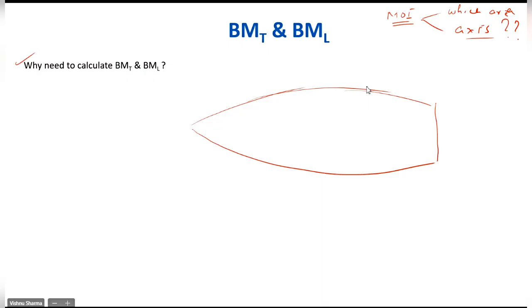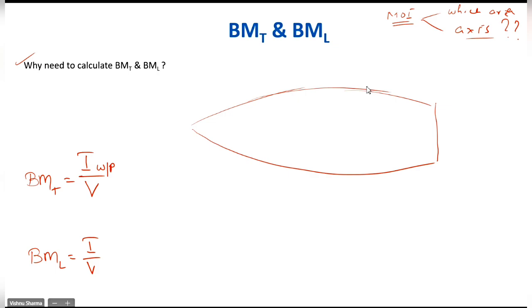Okay. The formula for BMT is I upon V. The formula for BML is also I upon V. But I said I itself is an absurd statement. It is a meaningless statement. I of which area? Moment of inertia of which area? Moment of inertia of the water plane area.